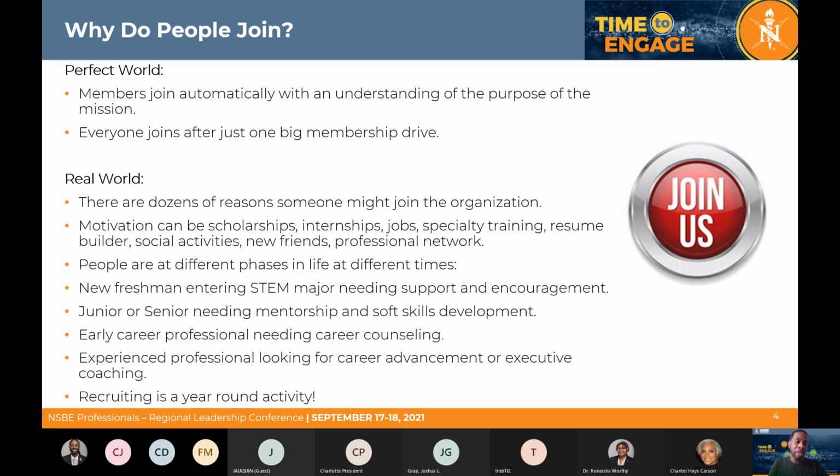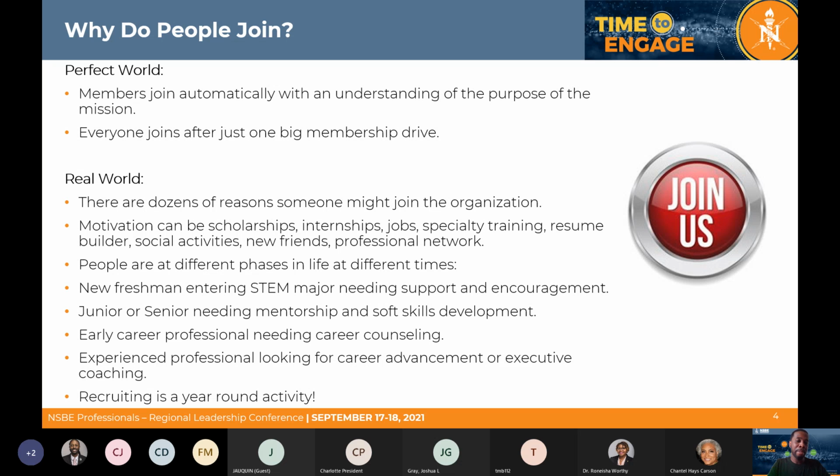So for NSBE, for example, motivation can be scholarships, internships, jobs, specialty training, building a resume, social activities, making new friends, or developing a professional network. And as we know, our organization spans a wide range of ages, so people are at different stages in their life. A new freshman who's just starting college needs that support and encouragement to get through their classes. A junior or senior is probably looking for mentorship and developing their soft skills to position themselves to get a job after graduation.